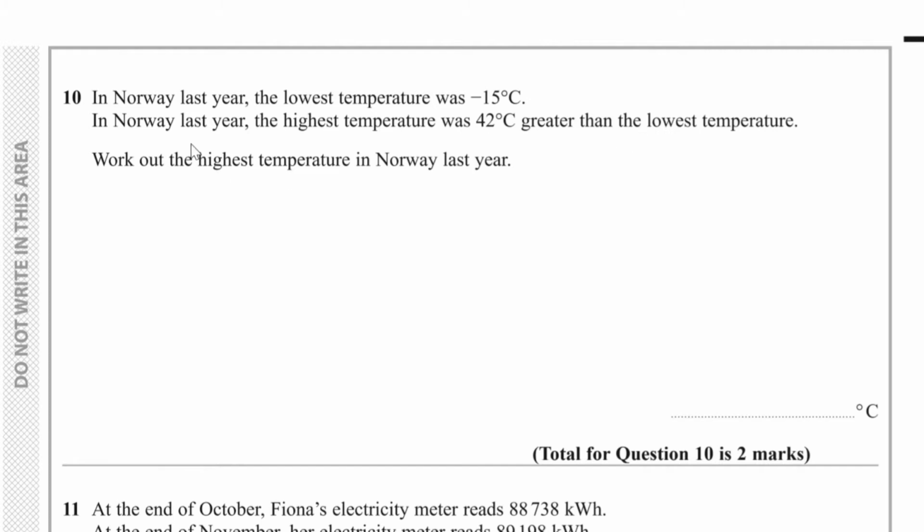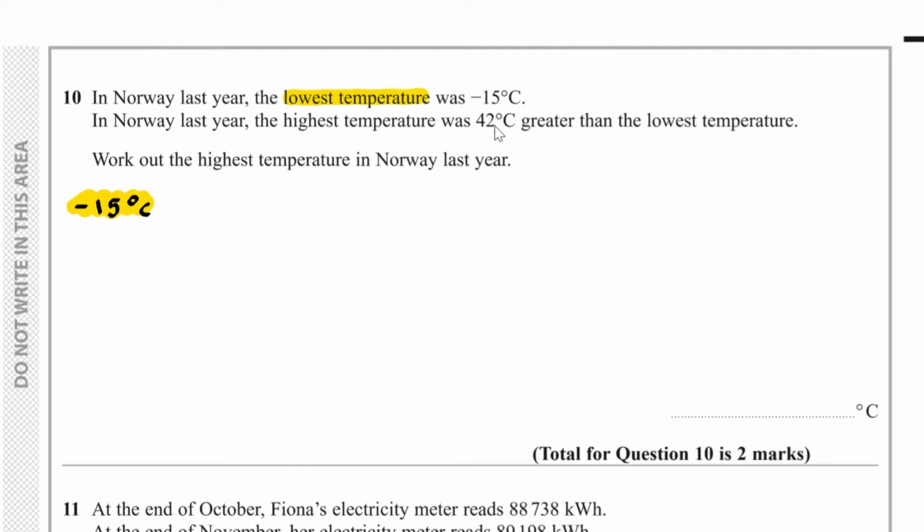Question number 10. In Norway last year, the lowest temperature was minus 15 degrees C. The highest temperature was 42 degrees C greater than the lowest temperature. We have to work out the highest temperature in Norway last year. Well, in Norway last year, the lowest temperature is minus 15 degrees C. That's the lowest temperature.